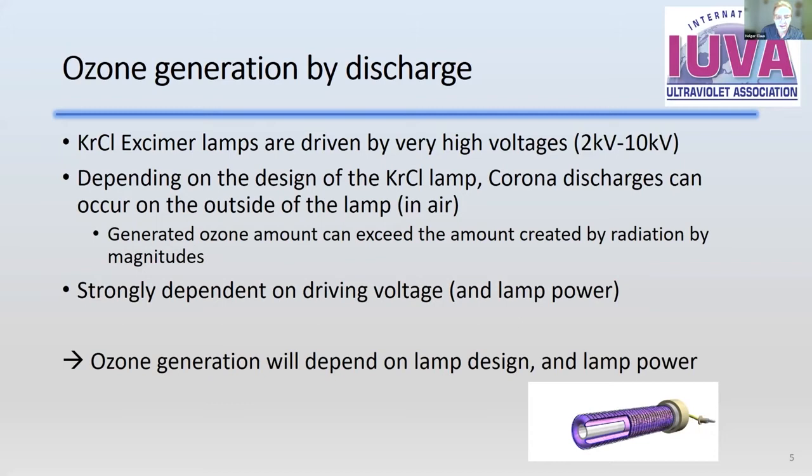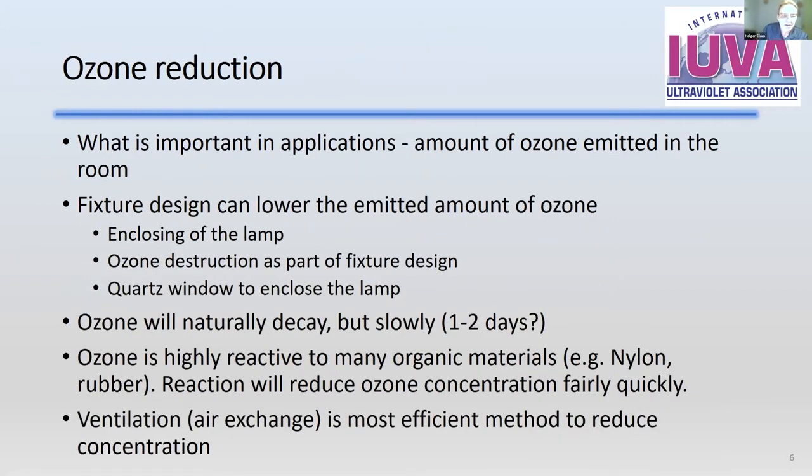And these discharges create a lot of ozone in air. That amount is usually much, much higher than whatever is being created by radiation. And since it is a discharge, it depends on the parameters, especially the driving voltage, and of course the lamp power. That being said, the ozone generation will depend on the lamp design and the lamp power. But there are ways to reduce the ozone.